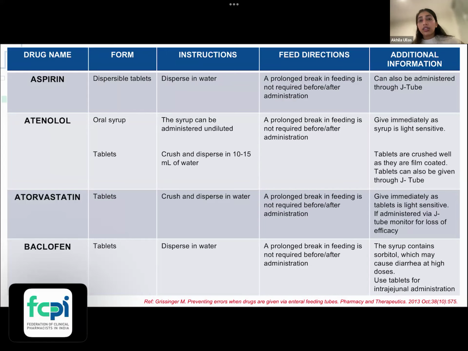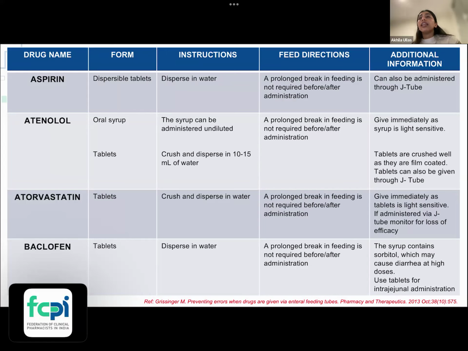It's the same as in atorvastatin and baclofen. Some drugs you can't give through the J2, like atorvastatin. If given through J2, it will again lose efficacy. And for baclofen, only baclofen tablets are used for J2 administration.